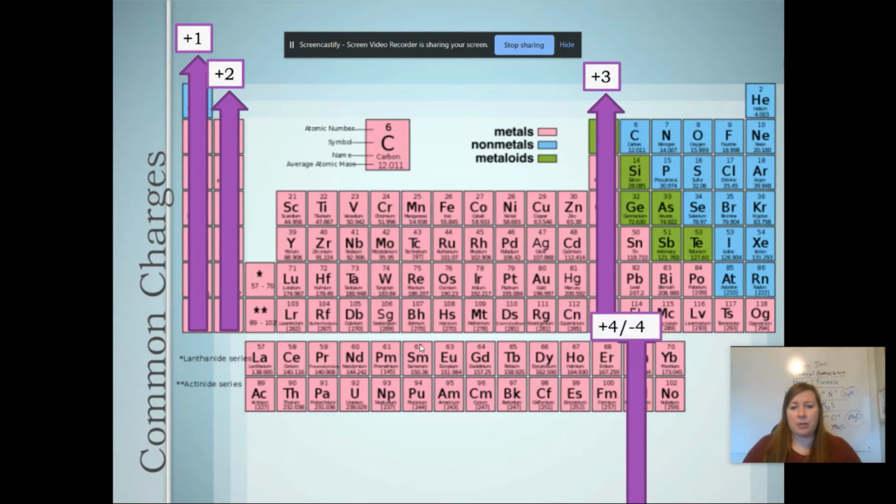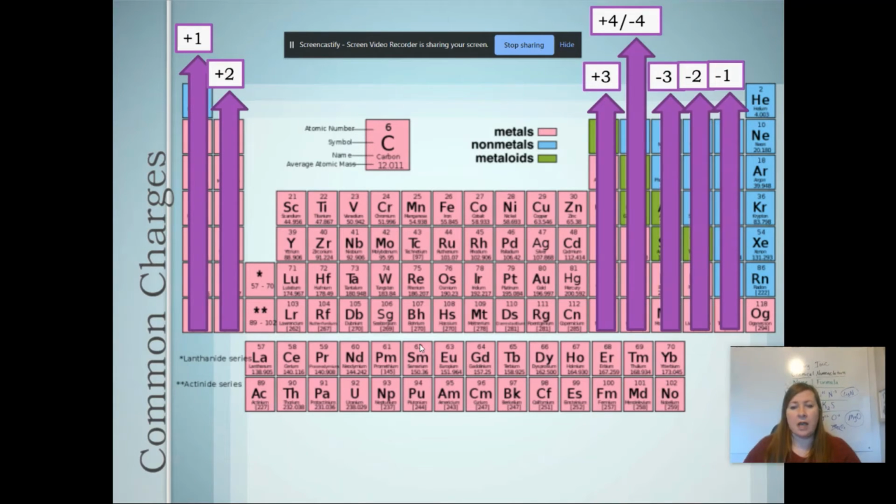So again, here's your common charges. And so the elements we're talking about are the pink ones in the middle that don't have the purple bands through them. These are the transition metals that are going to be multivalent usually.